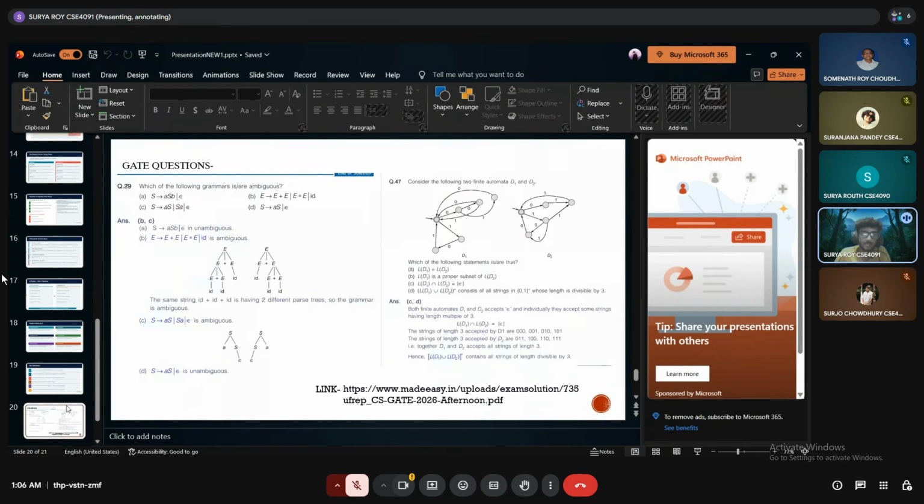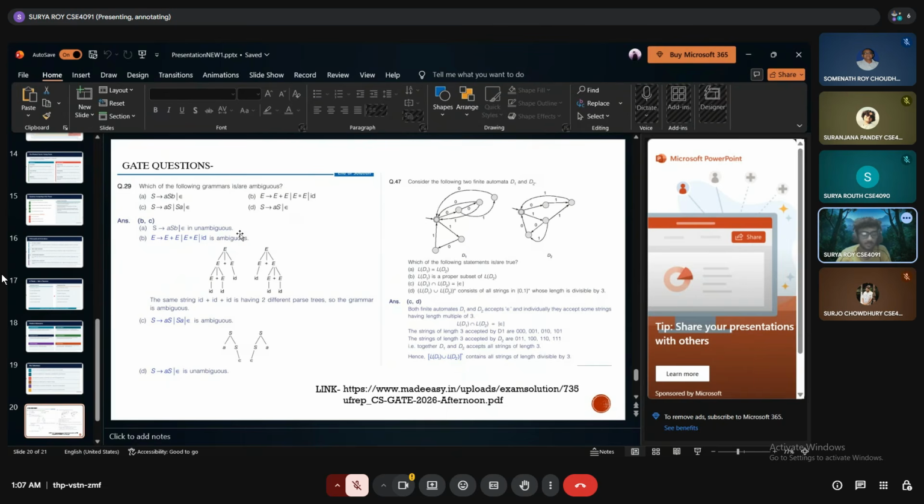Moving on to the next slide, we have GATE questions. The first question is, which of the following grammars are ambiguous? We have four grammars given. In option A, the grammar generates strings like AA, BB, AAA, BBB, etc. Each string has only one way to be derived, so it is unambiguous. In option B, this grammar is ambiguous because operator precedence is not defined. For example, the string id plus id plus id can be parsed in two different ways. Since one string has two parse trees, the grammar is ambiguous.